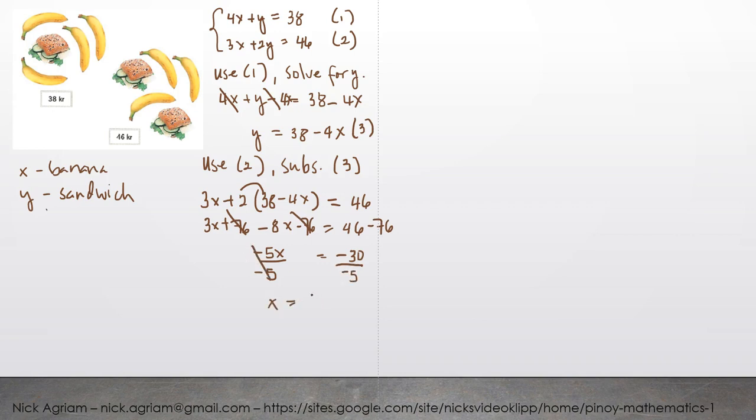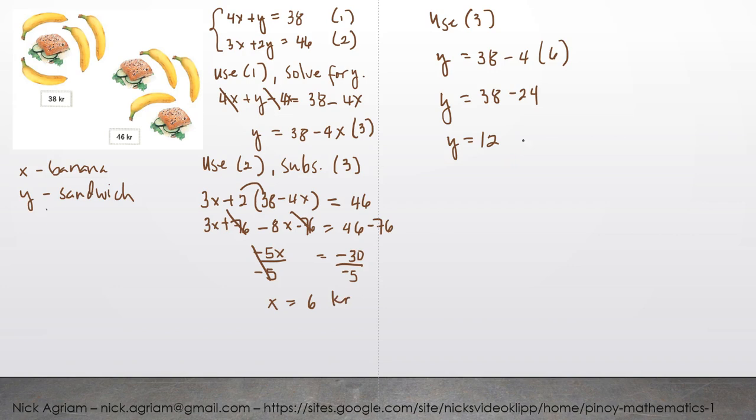X is equal to 6 crowns, if that is your currency. If not, 6 pesos for 1 banana. And then we will find how much it costs for a sandwich. So we use number 3. That's the easiest. So y is equal to 38 minus 4 times 6. That is the value of x. So y is equal to 38 minus 24. So y is equal to 12.